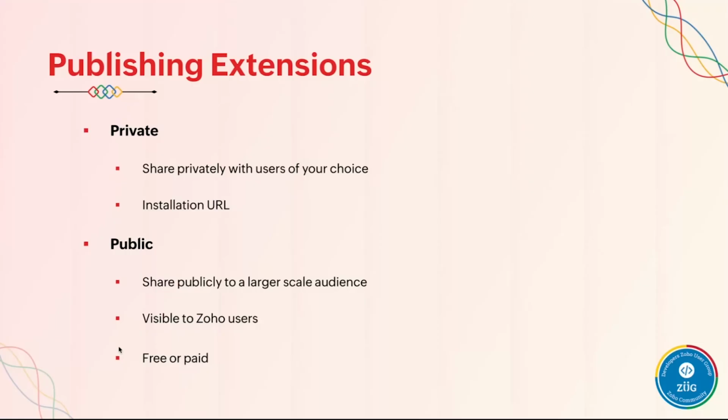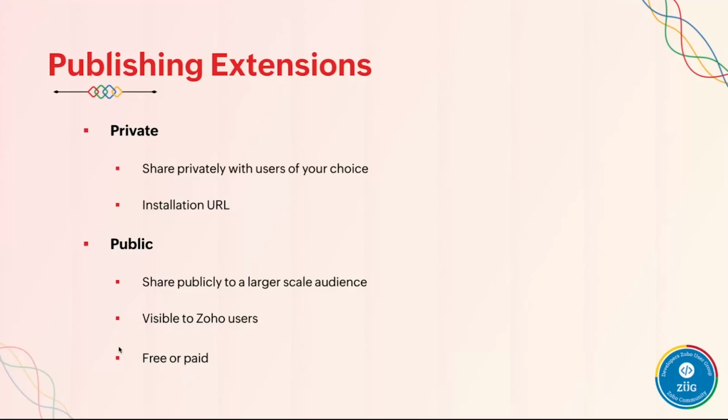There might be scenarios where you're building these customizations for an internal organization or business requirement alone. In that case, you'll have to share this extension with your organization users only, right? So in cases where you want to share your extension with a defined set of users, you can go ahead and publish your extension privately. Once you publish the extension privately, you'll get a private installation URL. This URL can be shared with your organization users who can then install and use those functionalities as part of their Zoho product. So if you want to share your extension with a defined set of users, you can publish it privately.